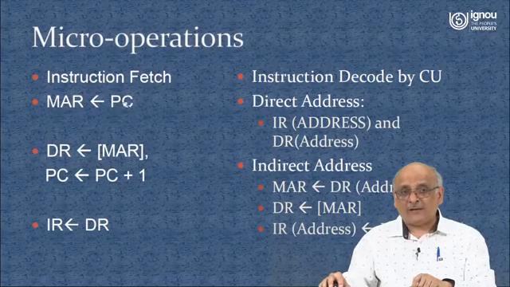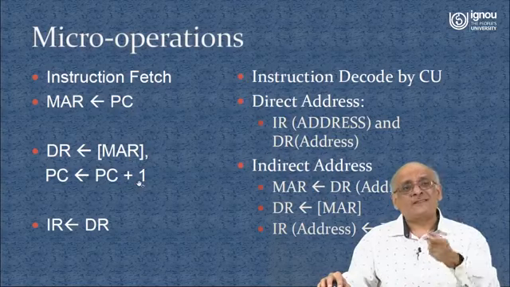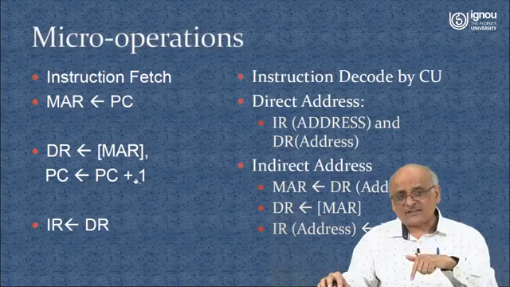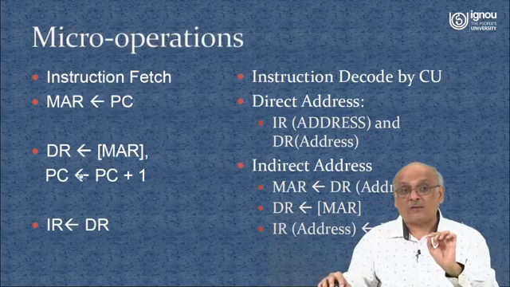Since I am done with the PC, in parallel I don't need it anymore. It is to be incremented to the next instruction. Assuming the next instruction is residing in the next memory location, I simply increment PC. This is a very simple machine, not complicated, so that you can understand how a machine actually works.